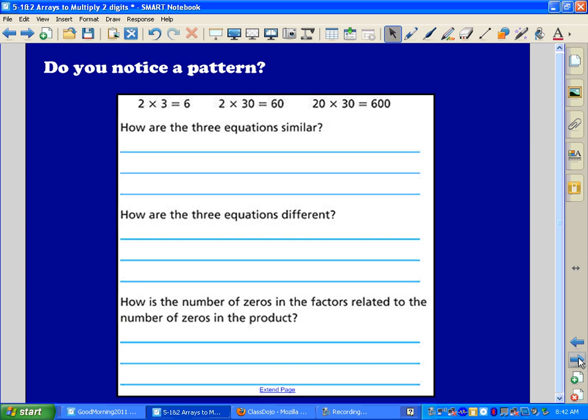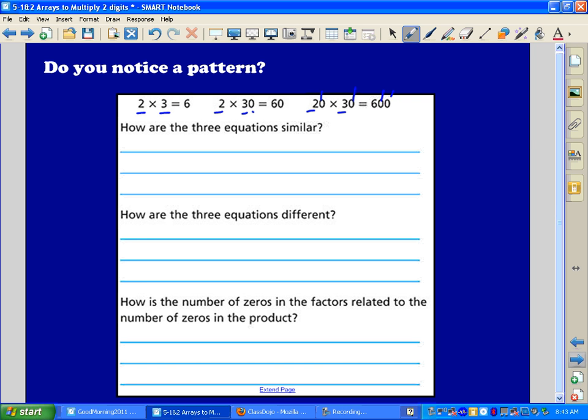Okay, so how are these three problems similar? What are they similar, Brian? What's similar about all of these problems? I have a 2 times 3. Here I've got 2 times 3, but it has an extra 0. And here I've got 2 times 3, and it has 2 extra zeros. Yeah, so it all starts with a 6 because of the what problem? 2 times 3. Okay? How are these equations different?